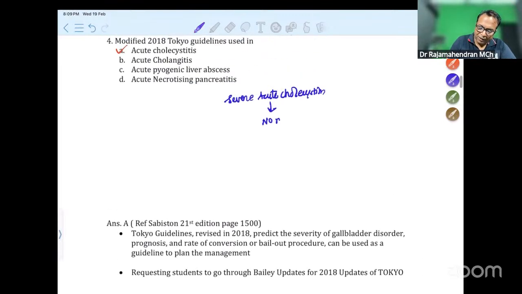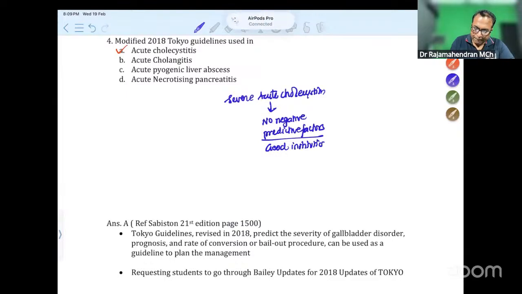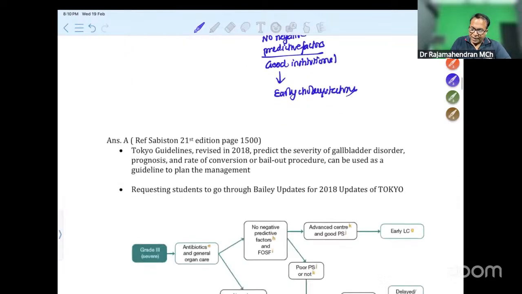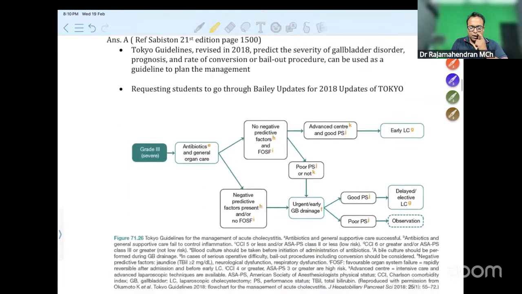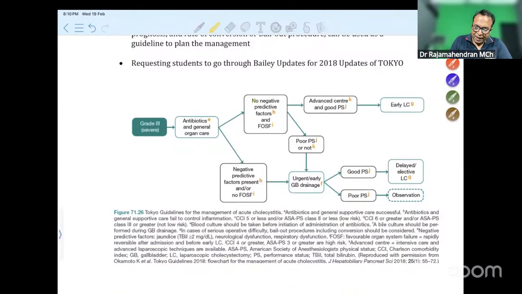But Bailey and Love has updated a very important point. If there are no negative predictive factors, and you have a good institutional setup, a good institution with a good laparoscopic setup, in these cases we can even go for early cholecystectomy. Please remember, we can go for early cholecystectomy in these patients where negative predictive factors are absent. This is a protocol from Bailey and Love. So no negative predictive factors, and favorable organ system failure means organ system failure is rapidly reversible after admission and before laparoscopic cholecystectomy.